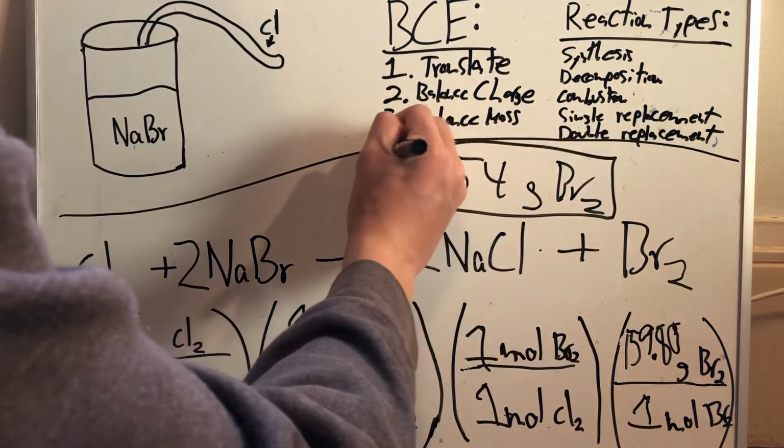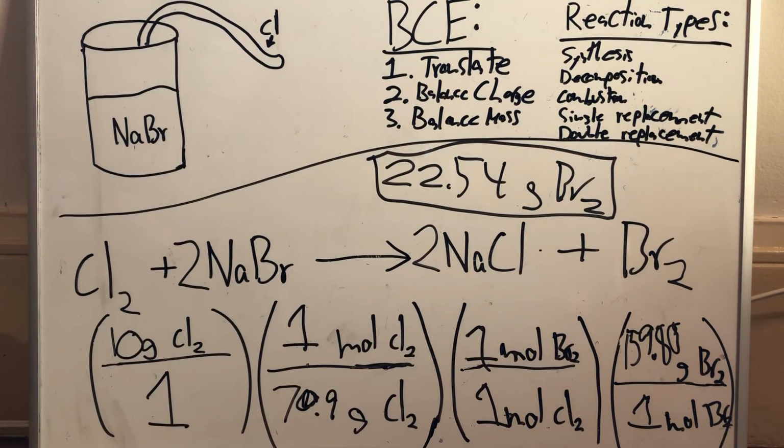That's our answer, folks, and it seems about right. We go from 10 to 22. It makes sense, right? 10 grams of chlorine, 22 grams of bromine.